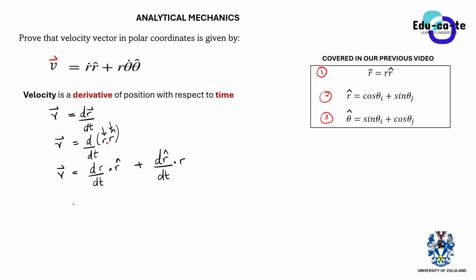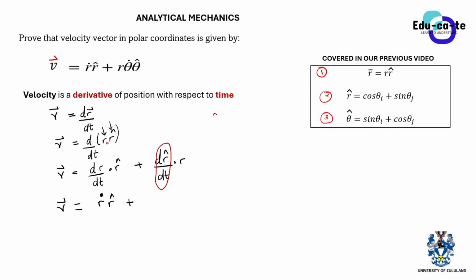Now this is simpler to do because we know that the velocity vector will be given by the derivative of r. The first derivative, we write r with a dot on top. Remember that when we write r with a dot on top, we are simply referring to the first derivative of r. We are differentiating the position, and this is multiplied by the unit vector r cap, plus the derivative of the unit vector r cap, which is unknown, but we can solve for it.